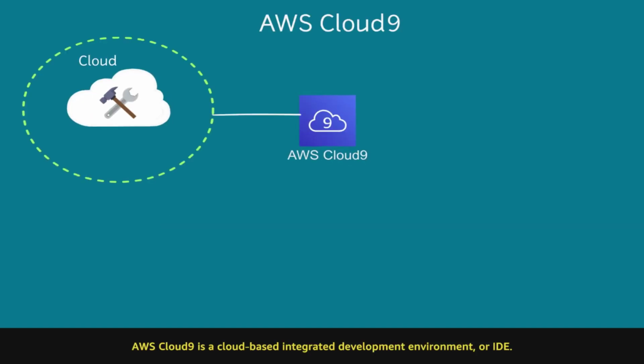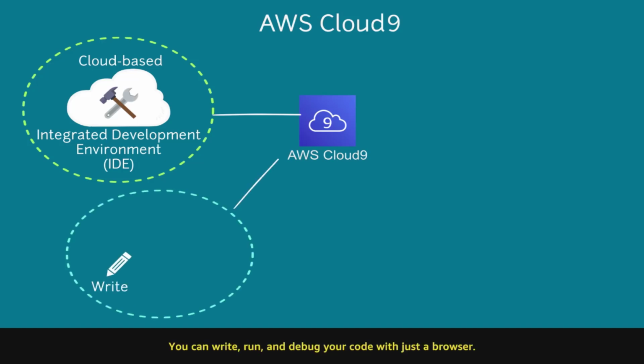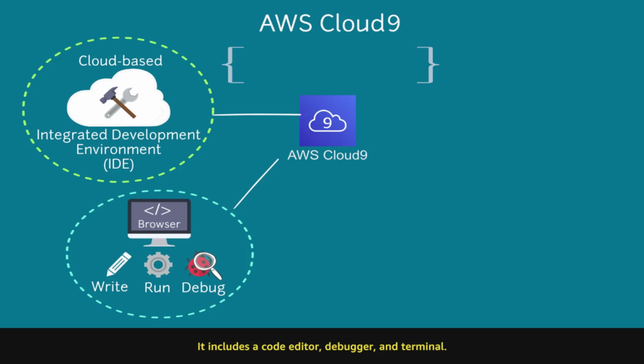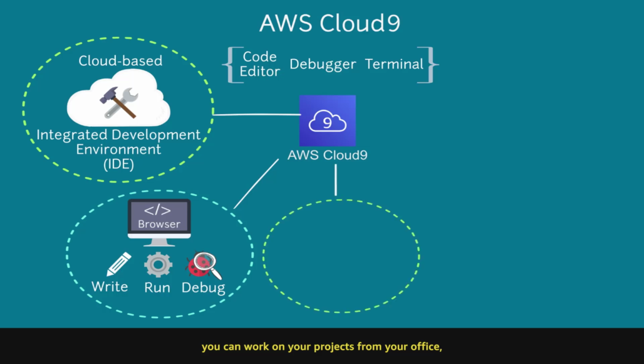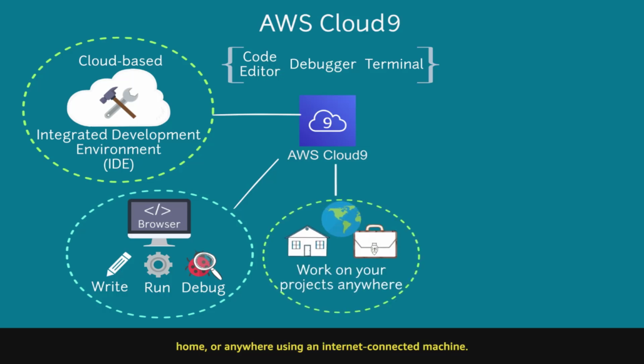AWS Cloud9 is a cloud-based integrated development environment, IDE. You can write, run, and debug your code with just a browser. It includes a code editor, debugger, and terminal. Since your Cloud9 IDE is cloud-based, you can work on your projects from your office, home, or anywhere using an internet-connected machine.